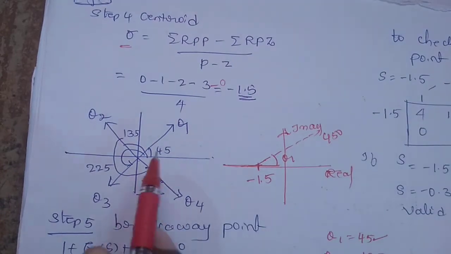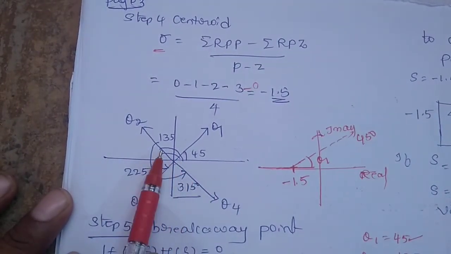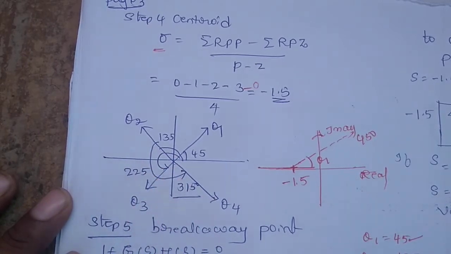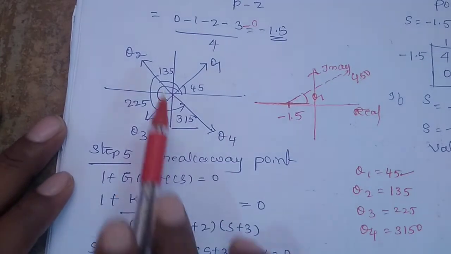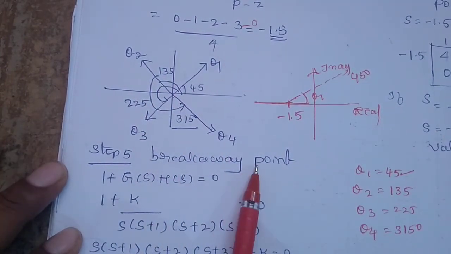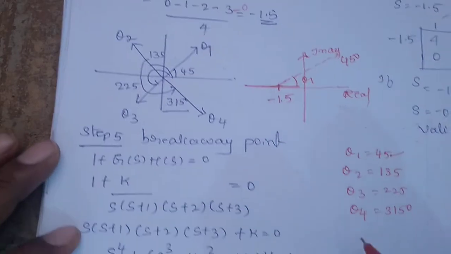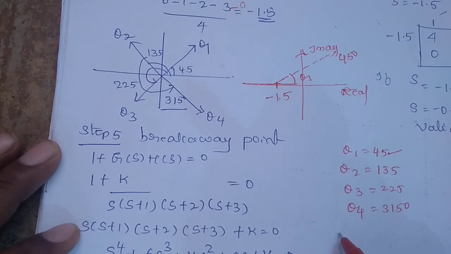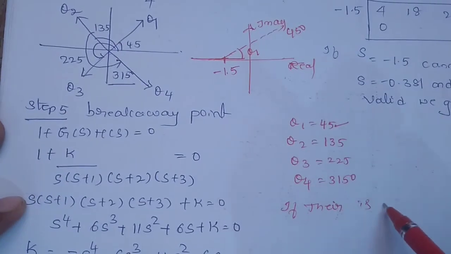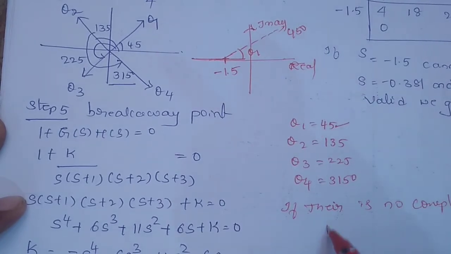So after finding the centroid, the next step of root locus is finding the breakaway point. This breakaway point depends on whether there are complex poles in the root locus. How will it appear? How does it look, meaning complex poles?